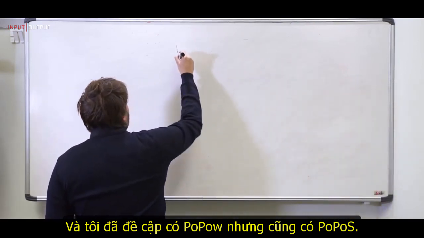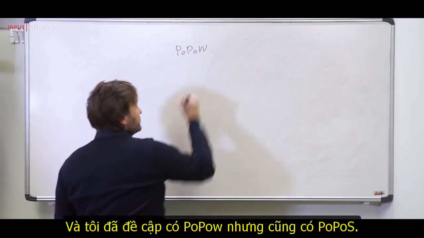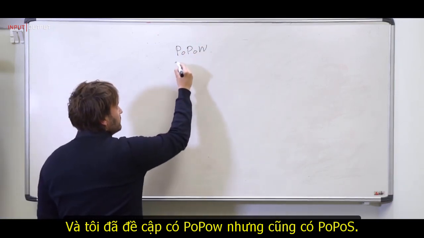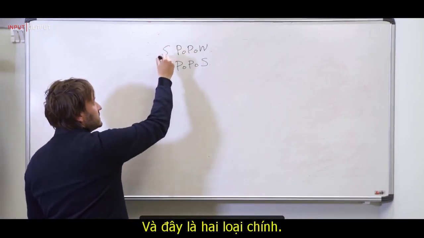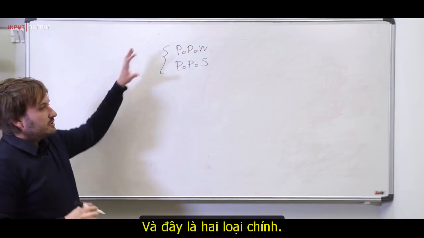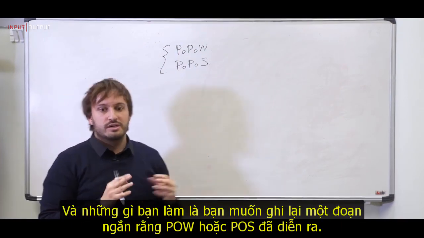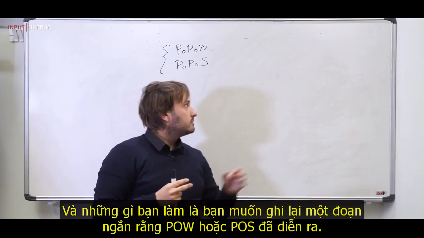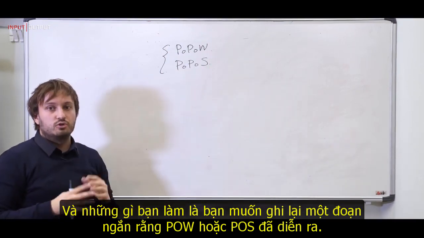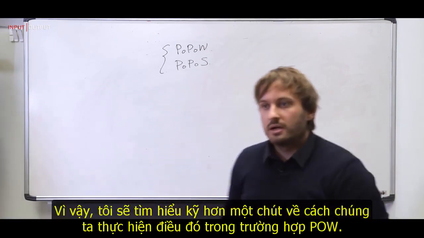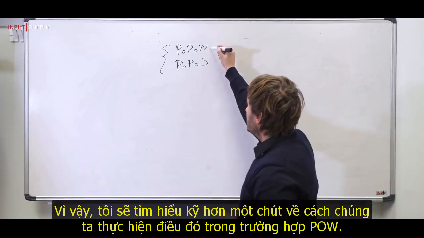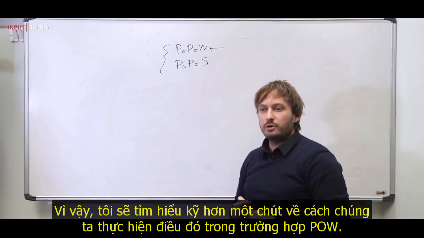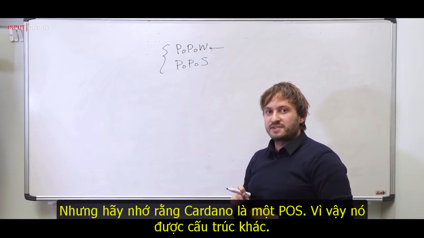And recall that I mentioned there are proofs of proof of work, but there are also proofs of proof of stake. So these are the two main categories. What these do is capture, in a short string, a short piece of file, that proof of work or proof of stake took place. I'll get a little bit more technical on how we do that in the case of proof of work. But recall that Cardano is a proof of stake system, so in that case it's a different construction.